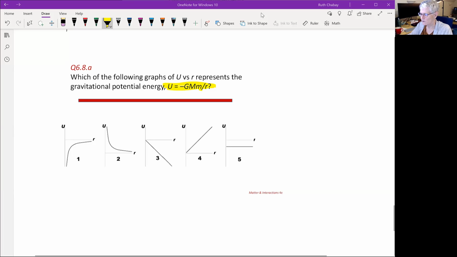Okay, and for once, the majority is not correct. Most of you said 2, which is wrong. And only about a third of you said 1, which is correct. So let's see why.